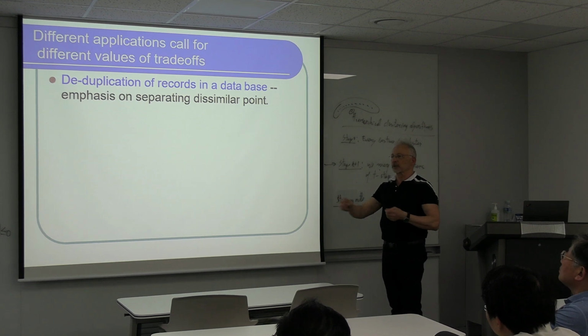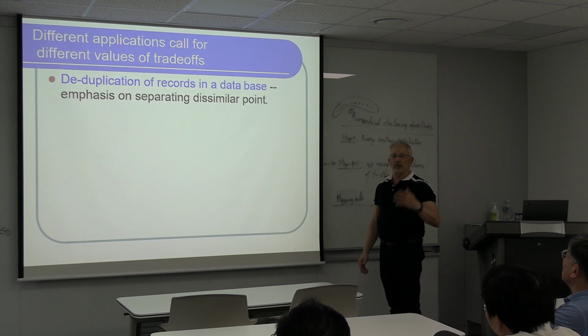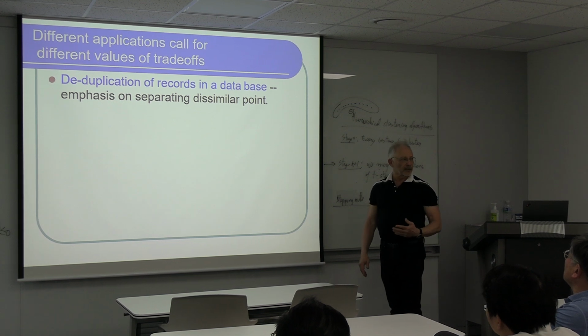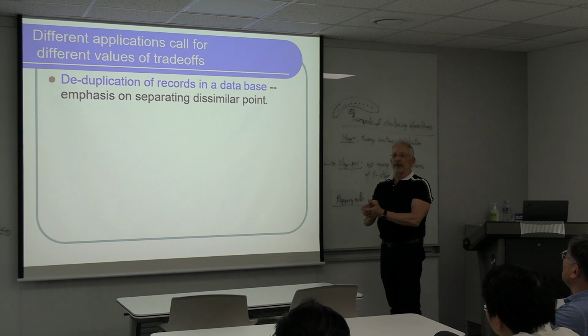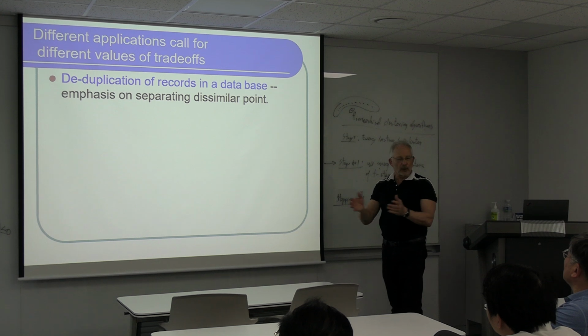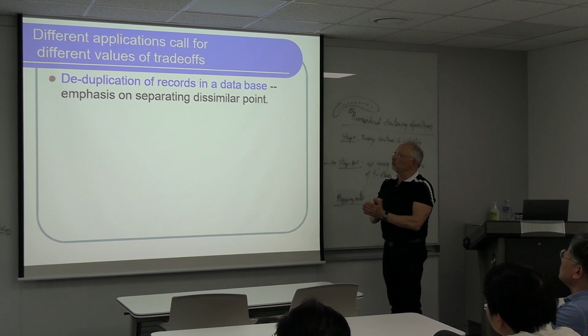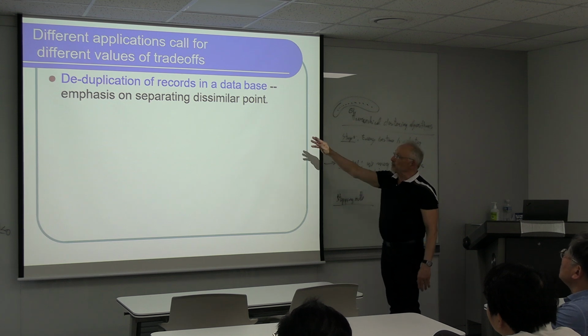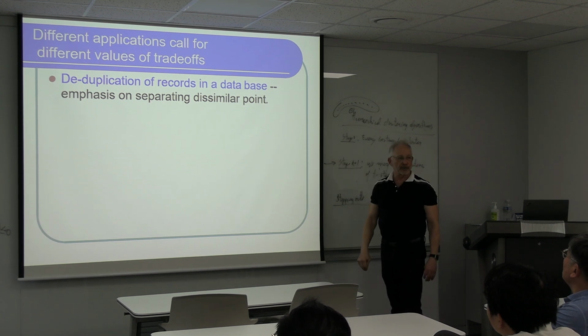I have a record of patients, and the records came from different clinics, from different hospitals. And I want to put together records that belong to the same patient. So it's a clustering task. All the records that belong to the same patient should be clustered together. Now, what do we want to emphasize? We want to emphasize that we should separate these dissimilar points.